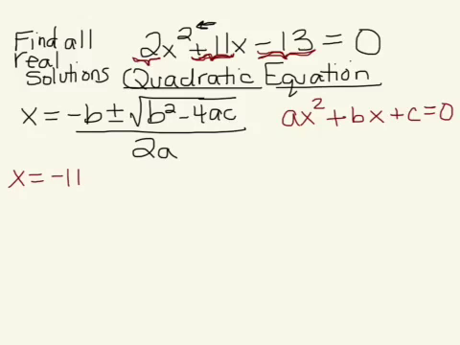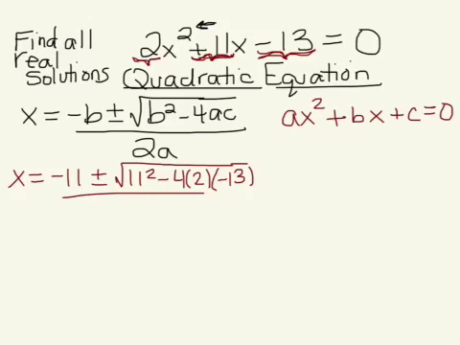So our equation is already set up in standard form, so we just need to plug our values in. Our b value is 11, and there's a negative in the problem. Under our radical sign, we'll plug in 11 to square it. Our a value is 2. Our c value is negative 13. And in our denominator, our a value once again is 2.